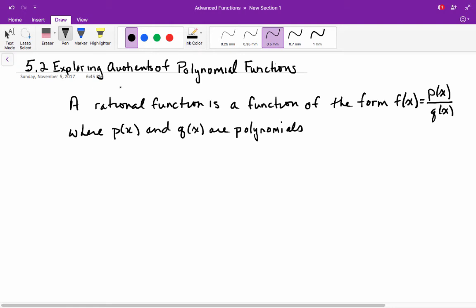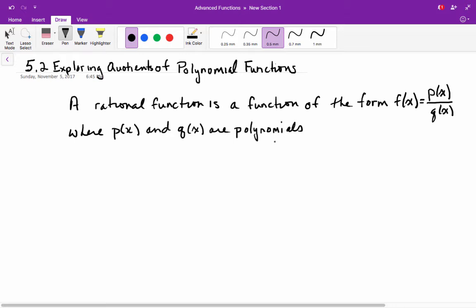Exploring quotients of polynomial functions. A rational function is defined as a function of the form f(x) equals p(x) over q(x), where p(x) and q(x) are polynomials. It's important to emphasize the fact that the numerator and denominator must be polynomial functions.